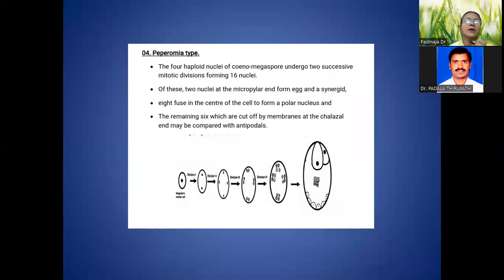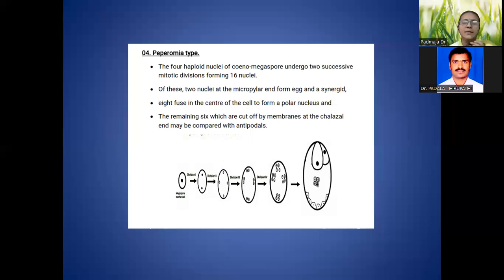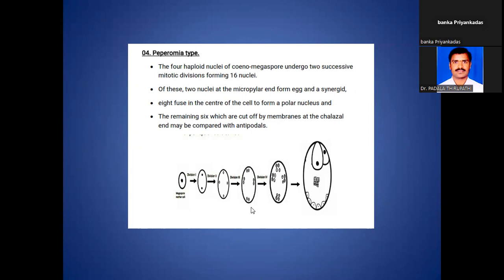And now here the another type is the Peperomia type. In this Peperomia type, the third diagram is called the coenomegaspore. And how is the coenomegaspore formed? The megaspore mother cell undergoes meiosis 1 without wall formation, meiosis 2 without wall formation. As a result, the megaspore contains 4 nuclei, and these 4 nuclei again undergo mitotic division.